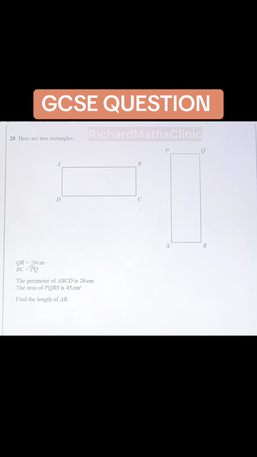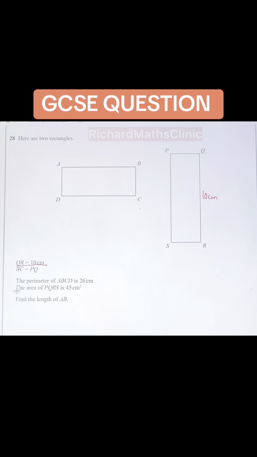Now let's solve this question. We have two rectangles before us, and the major question is to find the length of side AB. Okay, so now let's get started. Side QR is 10 centimeters. So QR can be found in the second rectangle on the right. So we've labeled that side.